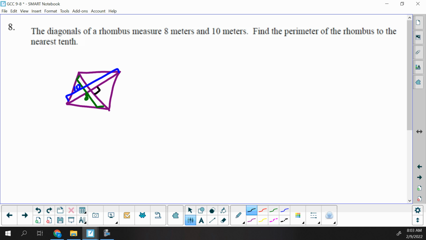We also know from the parallelogram properties that a rhombus has diagonals that will bisect each other. So if that whole diagonal is 8, each of these parts will be 4. And if that whole diagonal is 10, each of these parts will be 5. And what we could do is set up a little right triangle with legs of 5 and 4 and do a Pythagorean theorem now to find one of the sides in the rhombus. So let's call that C for right now. We'll have 5 squared plus 4 squared equals C squared.